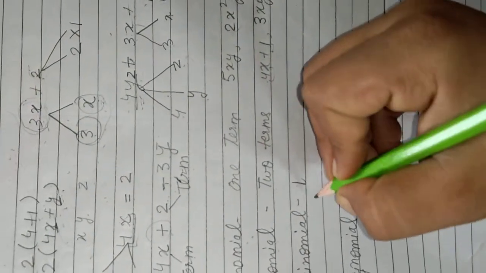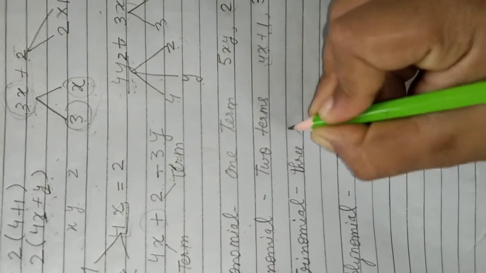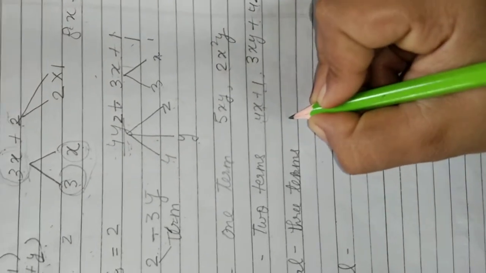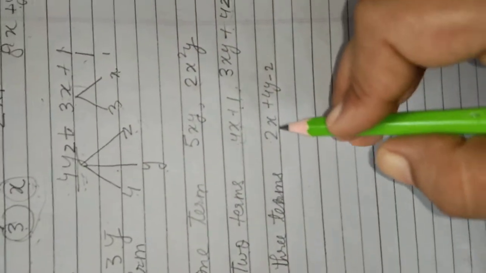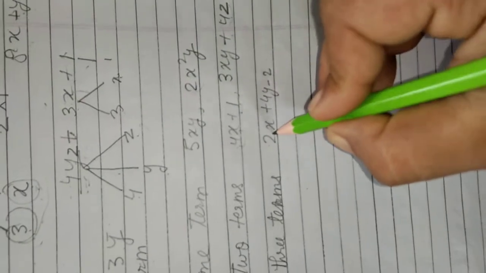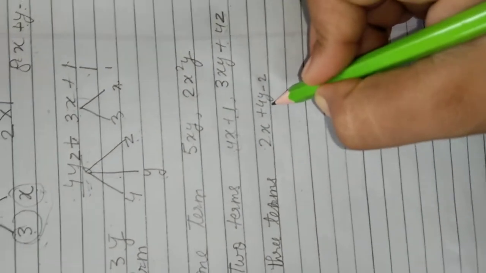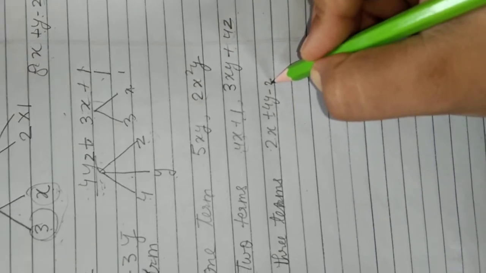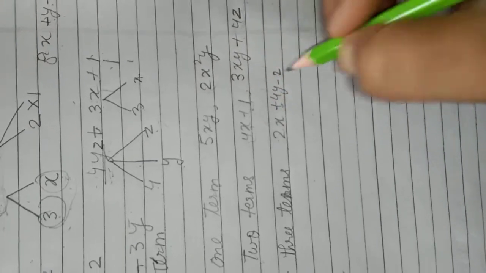Next is trinomial. Trinomial means an algebraic expression having three terms. So these are called trinomials. Tri means three, three terms. Suppose that you have 2x plus 4y minus 2. Please look carefully. 2x plus 4y: 4y is the second term because it is separated by addition, and 2 is the third term. So this algebraic expression has 1, 2 and 3 terms.